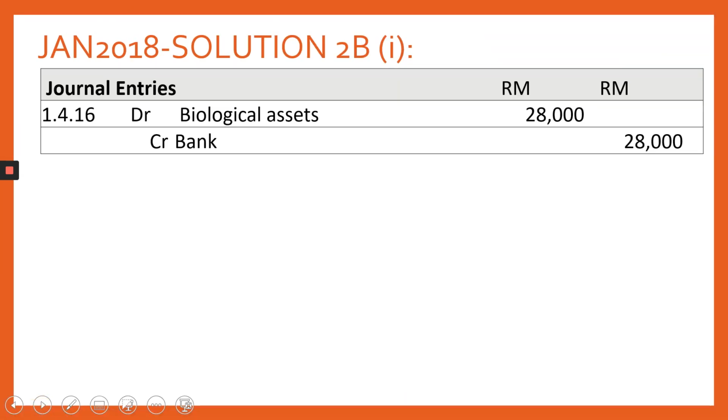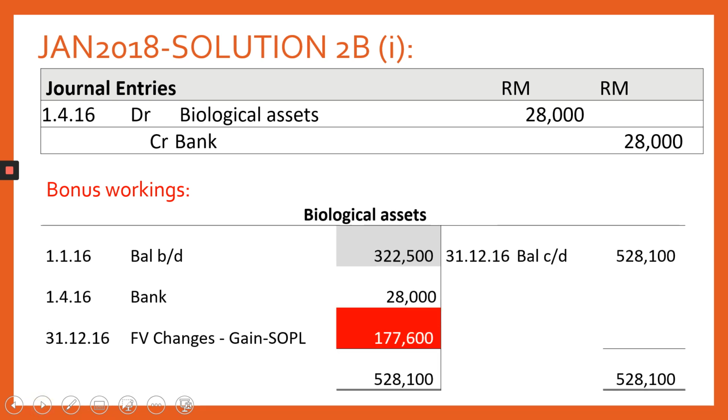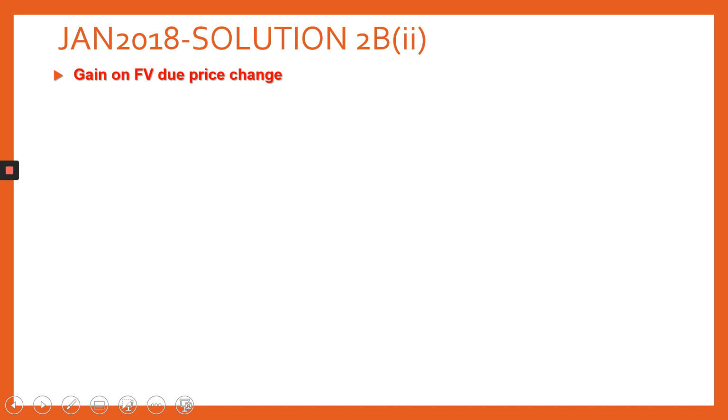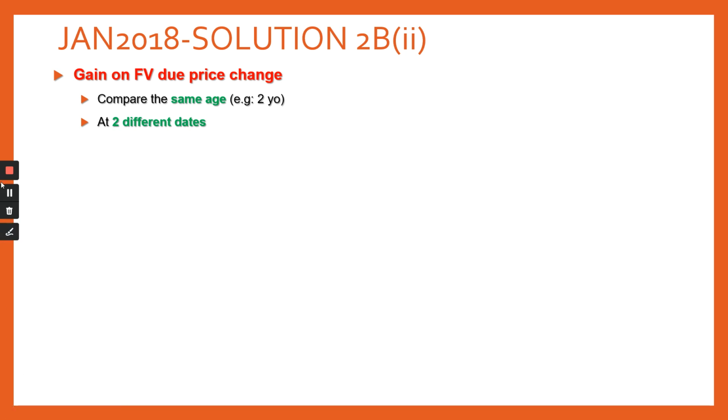So just to recall, this is the journal entry that I have done. And later I will show you how we arrive at the biological asset account, but we will do this later. So you need to calculate gain on fair value due to price change first. So you need to compare the lamb, the sheep at the same age at 2 different dates to get the gain on fair value due to price change. We are going to do this.